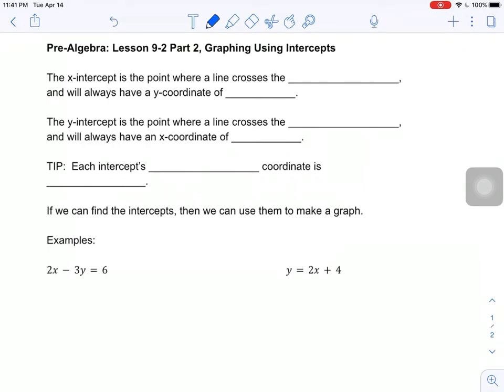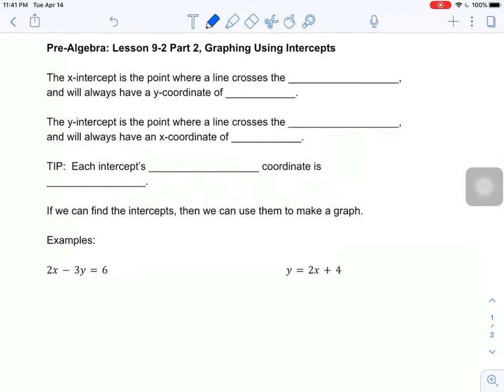So I told you that by the end of the chapter, you're going to know 3 different ways to graph a linear function. So this is way number 2. Way number 1 is to make a table. Way number 2 is to do something that is called graphing using intercepts. So before we can graph using intercepts, we need to talk about what intercepts are.